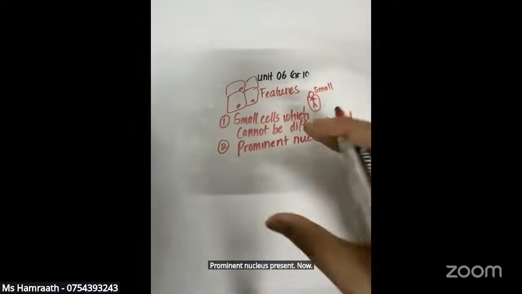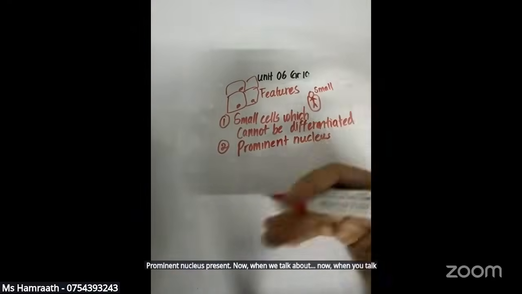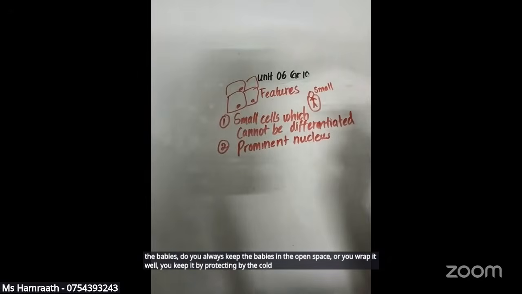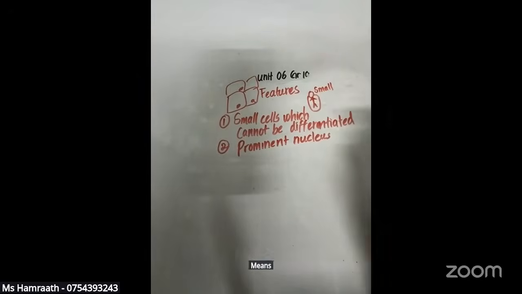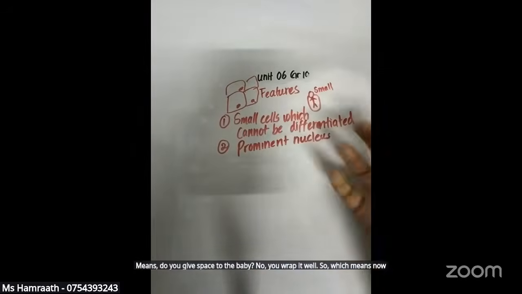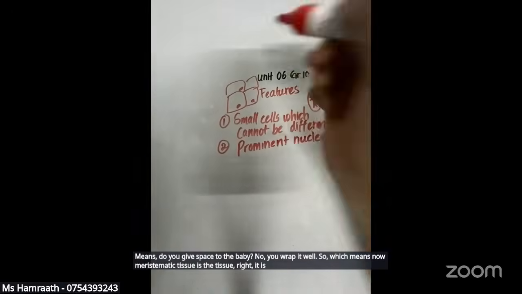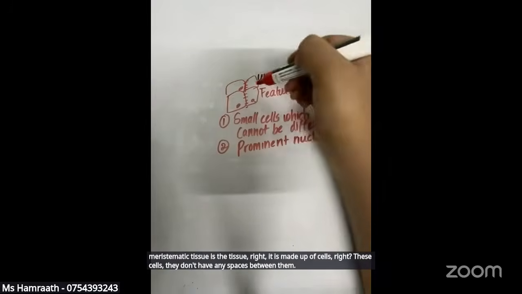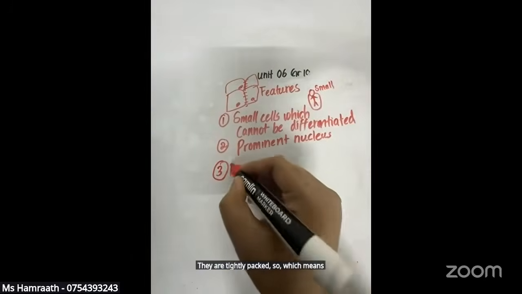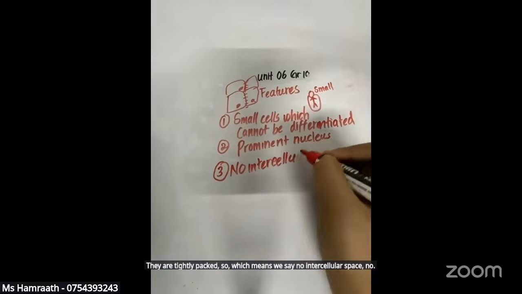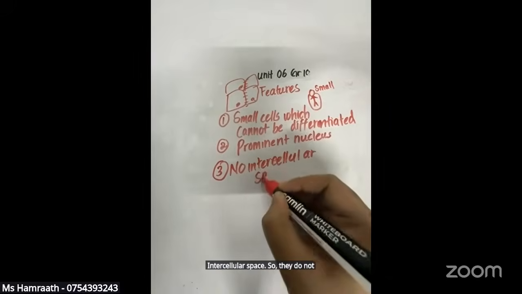Now, when you talk about the babies, do you always keep the babies in the open space, or do you wrap it well, protecting it from the cold and heat, right? So do you give space to the baby? No, you wrap it well. So which means the meristematic tissue is a tissue, right? It is made up of cells, and these cells don't have any spaces between them. They are tightly packed. So we say no intercellular space. They do not have any intercellular space between them.